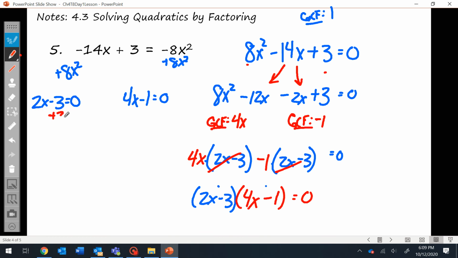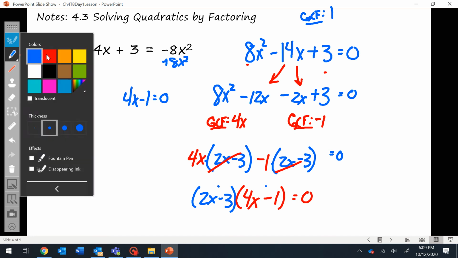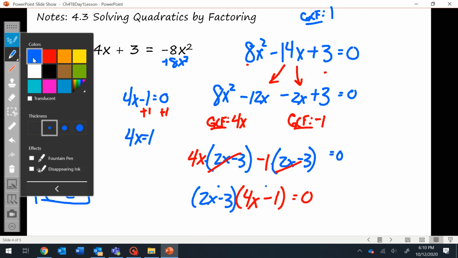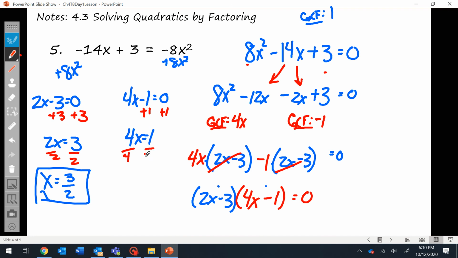If I solve these, I will get my two solutions. So 2x is equal to 3. Divide by 2, x is equal to 3 halves. There's one of my solutions. Add 1. 4x is equal to 1. Divide by 4. So my other solution is 1 over 4. And those are my x-intercepts. Those are my two solutions to the equation that I started with, 3 halves and 1/4.